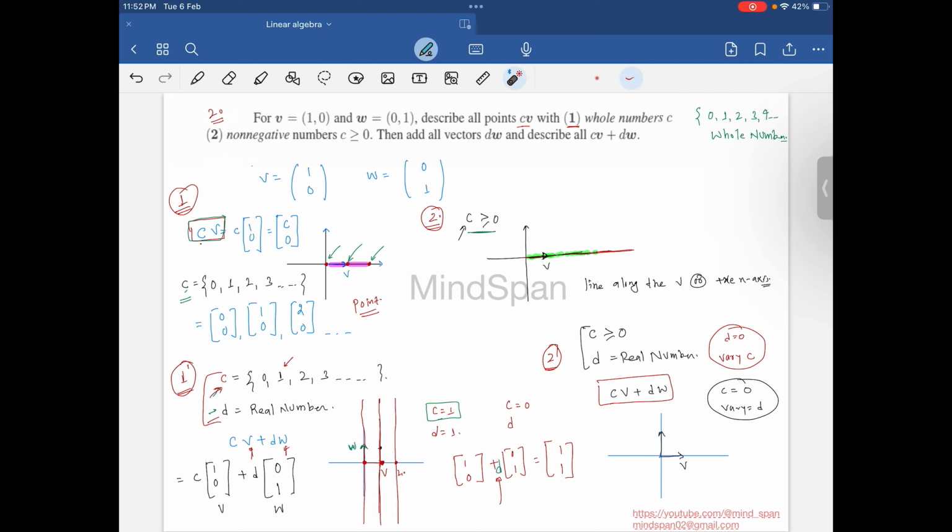If I do that, what I will get, if I set c equals 0 and vary this d, then I will be getting this, right, along the vector w, right? And now think both. You can take any value of c, so c could be here also, and for all values of c you will have the w, right?